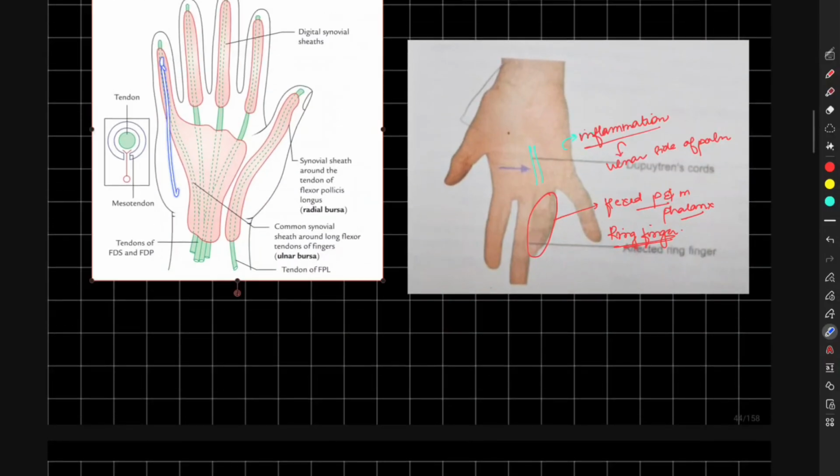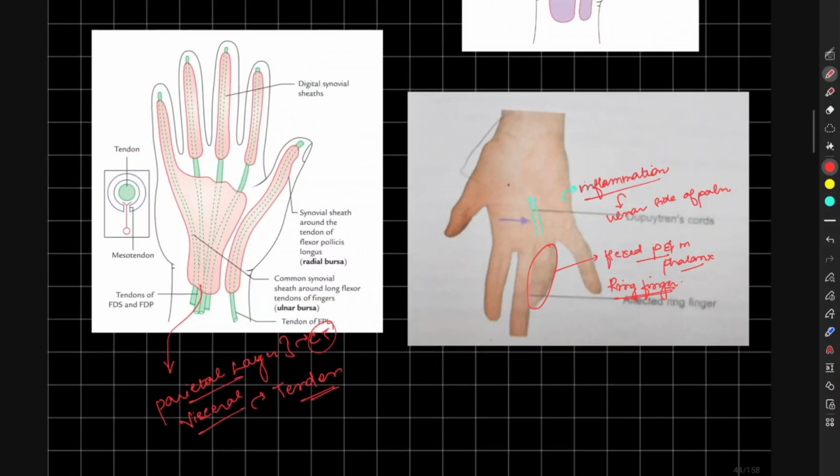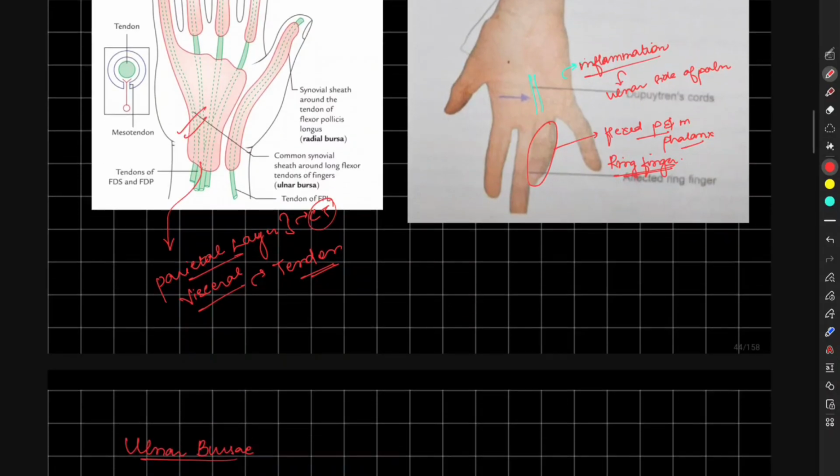Now this sheath, if we talk about the ulnar bursa, has a parietal layer and a visceral layer. The parietal layer lines the carpal tunnel, whereas the visceral layer is in close relation to the tendons. It appears that the tendons invaginate it from the lateral side. The ulnar bursa extends up to 5 to 7.5 centimeters in the forearm, downwards up to the palm.